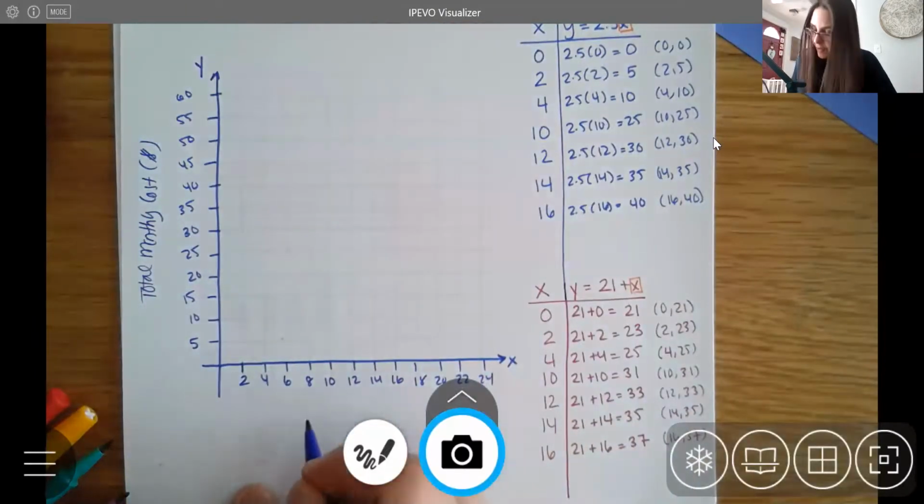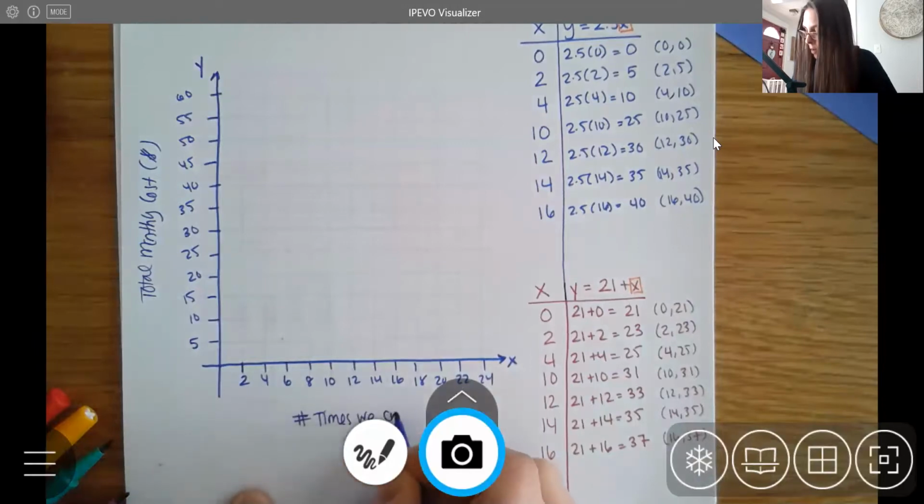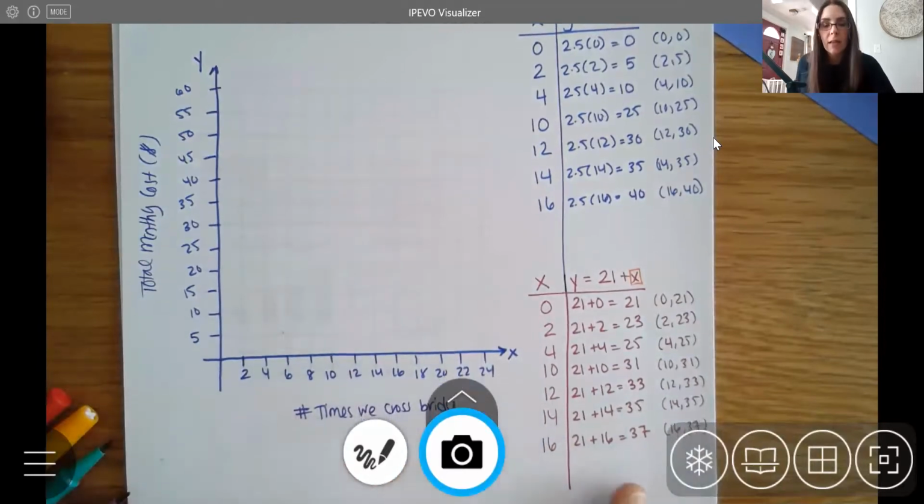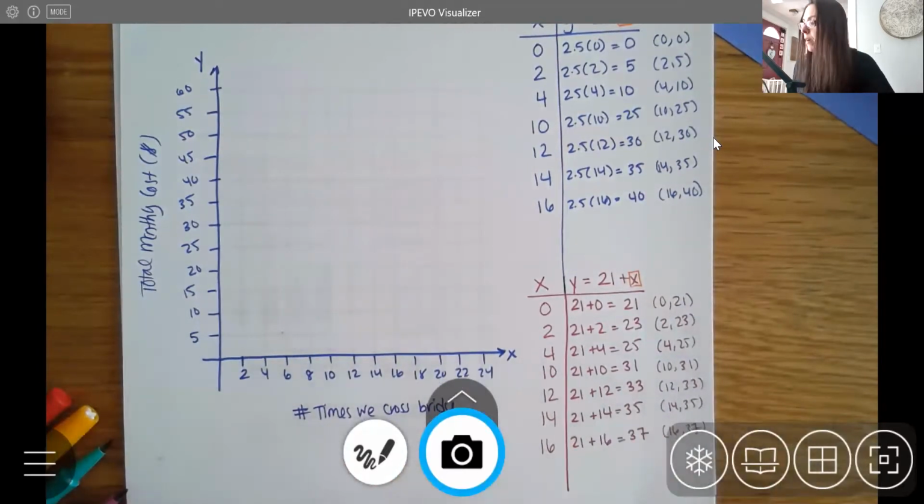And then on our x-axis is the number of times we cross the bridge. So just giving some labels to our axes. We always want to get in the habit there of labeling our axes, giving titles and things like that. So now let's go ahead and plot.